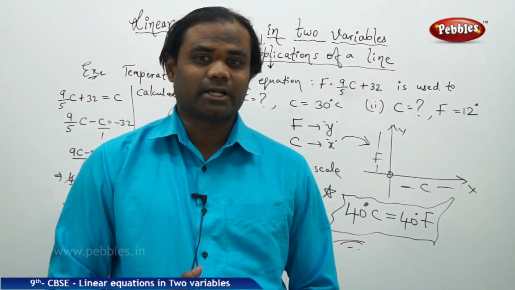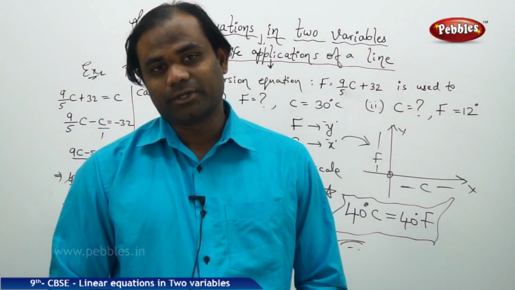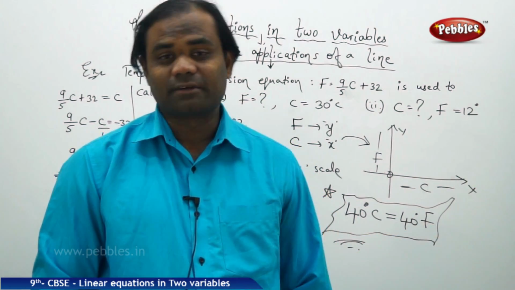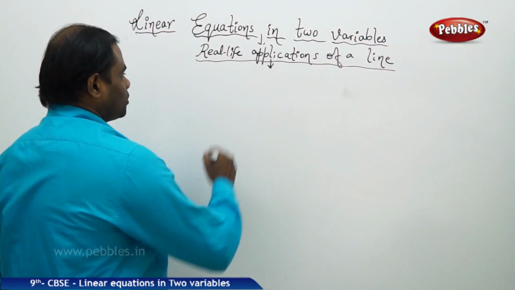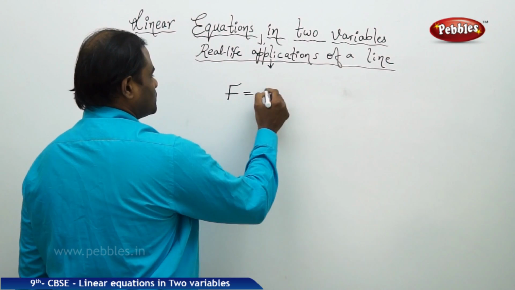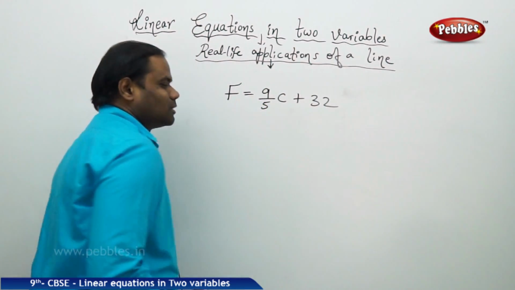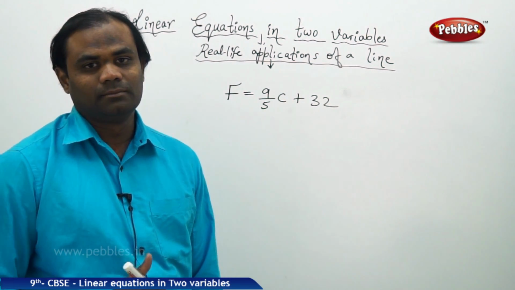Is how I understand the applications of line in real life situations. Temperature conversions being one of the real life applications. Let's reconsider the example problem F equals 9 by 5C plus 32, the temperature conversion formula in its linear form.